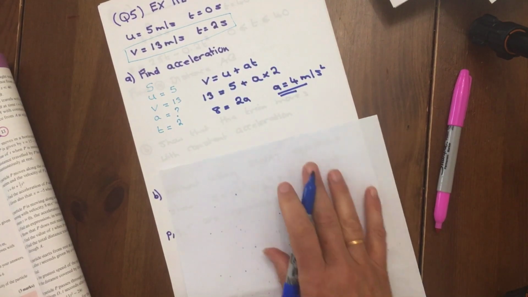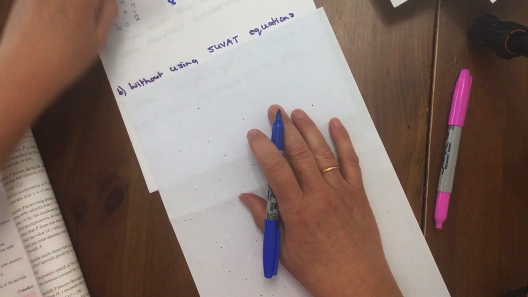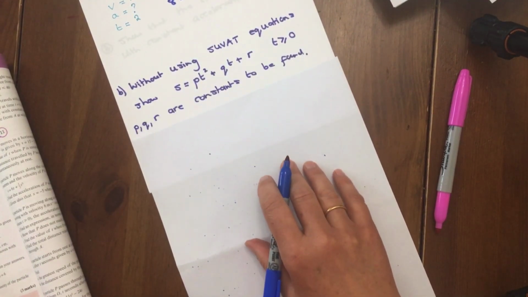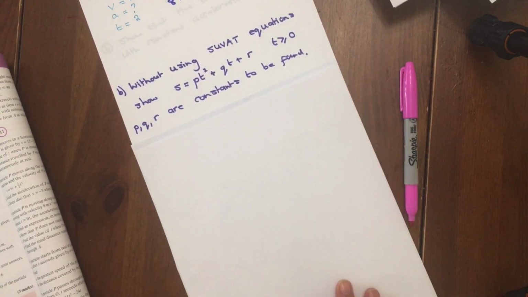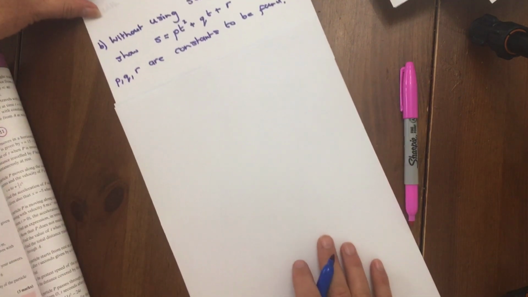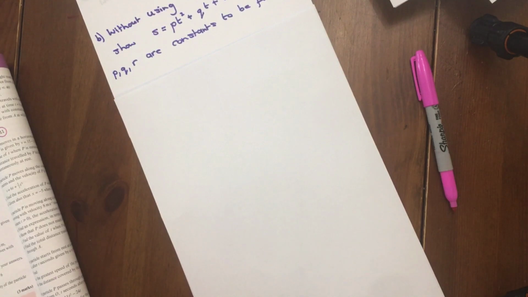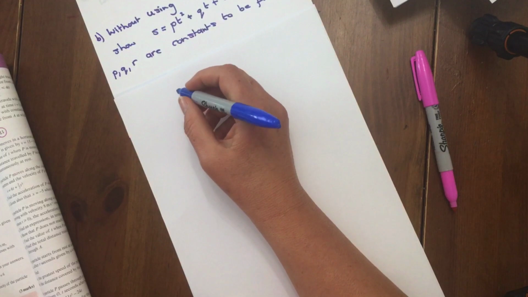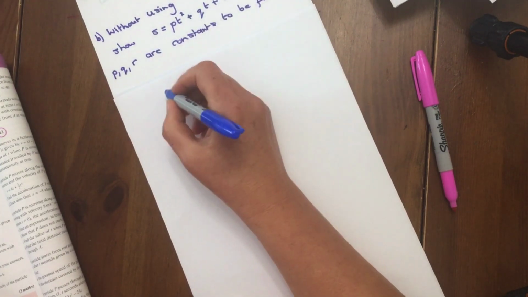Okay, next question, part B. Without using SUVAT, so we've got to use calculus, show this equation here, where P, Q and R are constants that we want to find. Okay, so I have got my velocity. I know I want to find displacement here. Okay, now I know this equation.